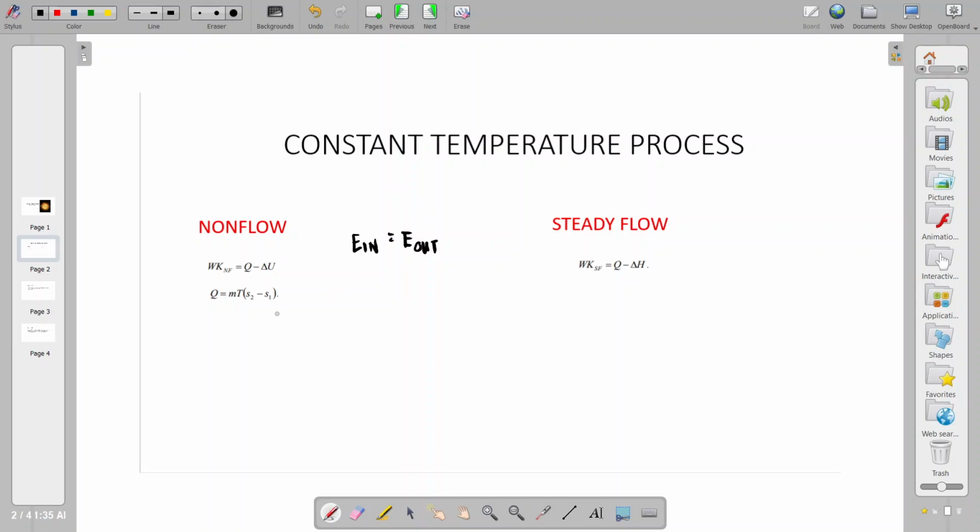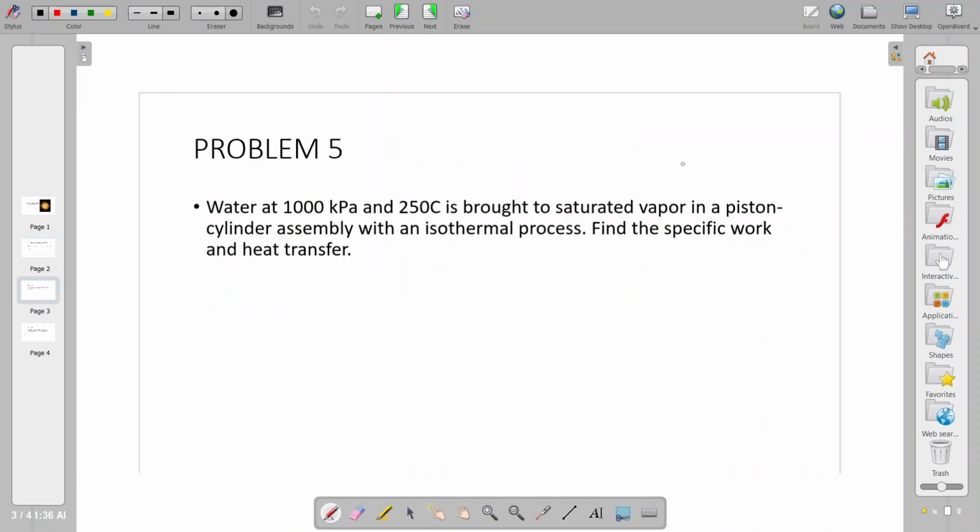So, ganun lang. Ang Q niya is equivalent to the mass times the temperature in Kelvin. Kelvin to dapat ha. And then, the change in entropy. Sa steady flow naman, ganun din, you can use energy in, energy out. Okay. And then, delta H or enthalpy. State 1 and state 2 ng enthalpy. Okay, so let's use that principle in problem number 5.